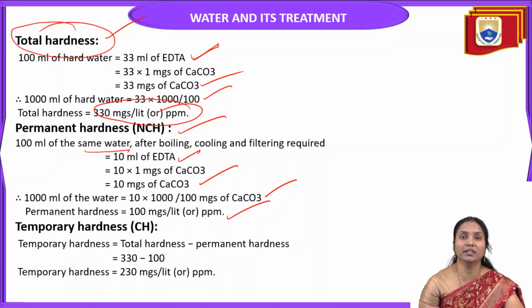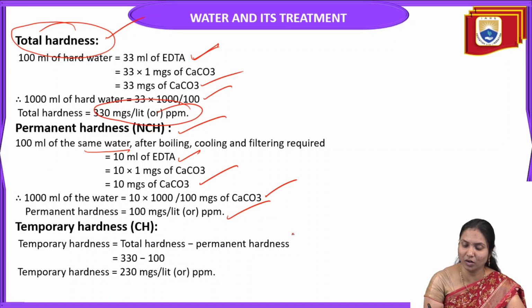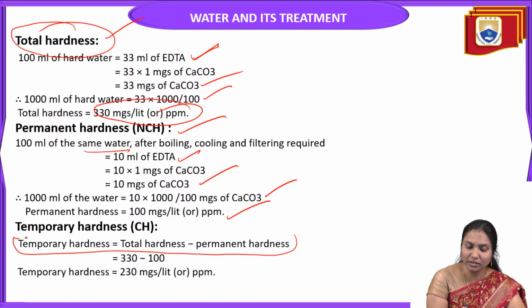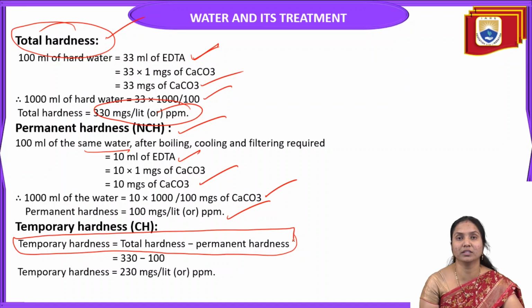Now I can calculate the temporary hardness of the given water. How can you calculate the temporary hardness of water? Temporary hardness equals total hardness minus permanent hardness. This is the formula used for the determination of temporary hardness of the given water.